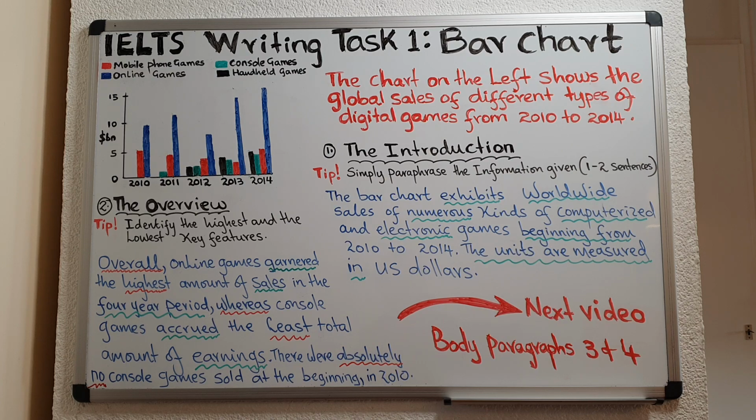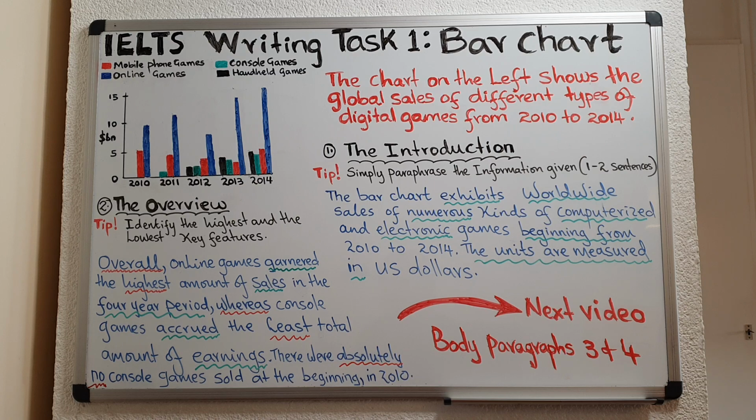Now, once you have done that, then you have completed writing your introduction. It should be 2 sentences. One sentence that paraphrases IELTS statement, and the next sentence is about the units. The units are measured in US dollars. Once you have done that, then you move on and write the overview. So the introduction should just be 1 paragraph. And as you can see, it's 2 sentences. And then after that, you move on to the next paragraph and write the overview.